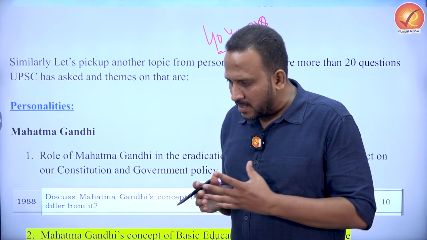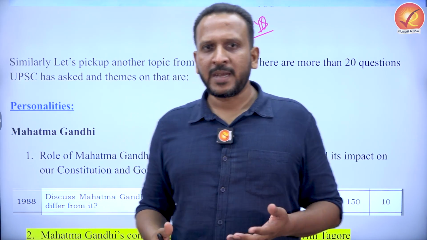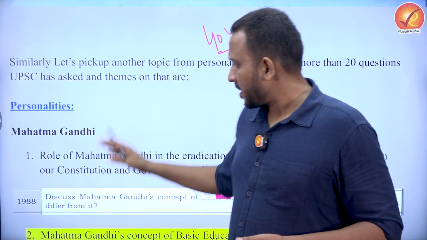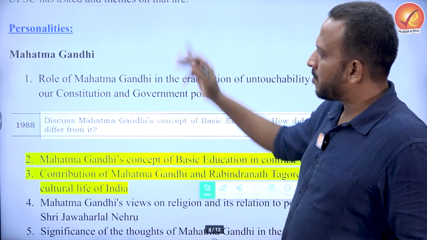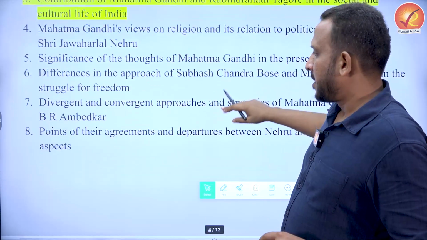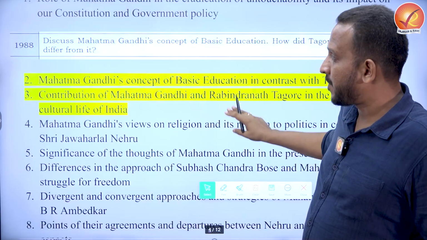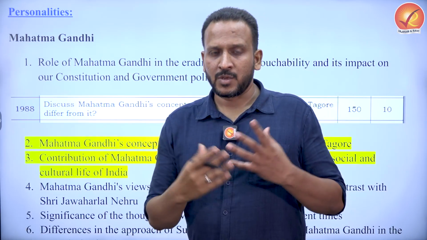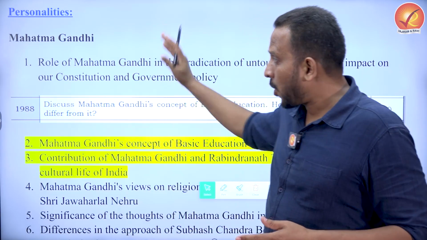It felt like I have seen these questions somewhere, right? My students were very confident when they were writing the answers, right? So basically, now see Mahatma Gandhi. On the personalities, on Mahatma Gandhi, see how many themes I have prepared. Almost 9 themes I have prepared. Only on Mahatma Gandhi. Because like I said, I am referring to the previous year's questions of the last 10, 15, 20, 30 years, right? So I have got so many themes.